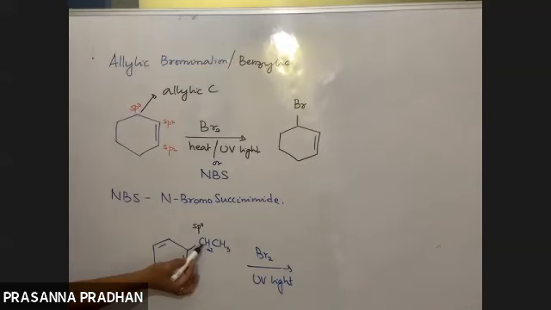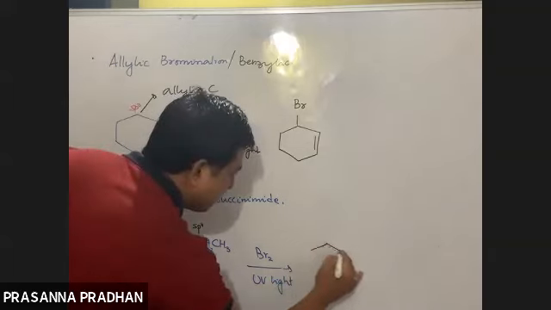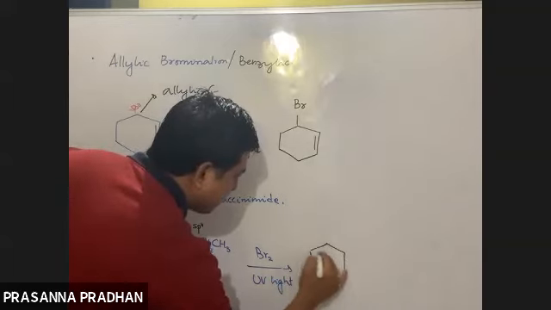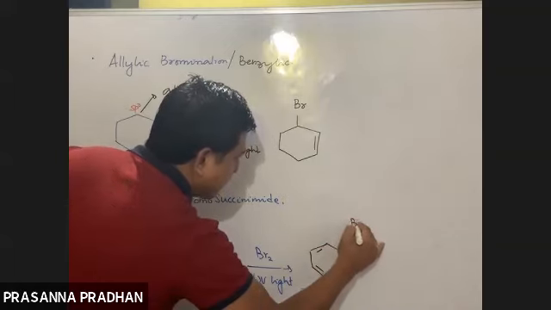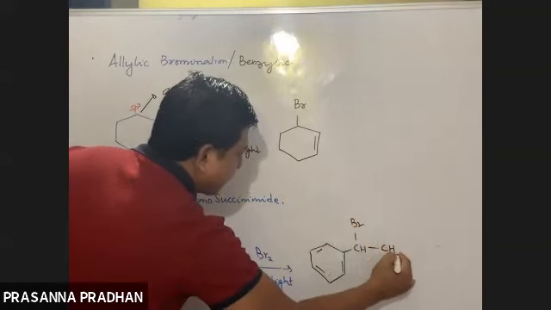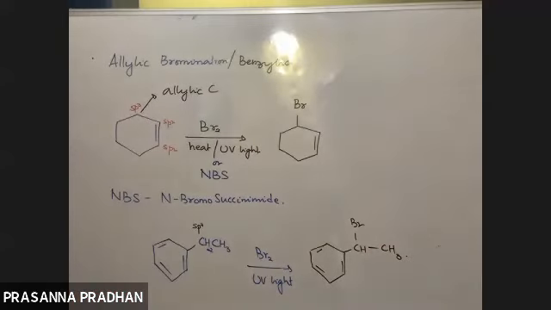So there is a benzylic carbon, sp3, attached to a benzene ring. Here this benzylic hydrogen will get substituted, so one of the benzylic hydrogens will get substituted by bromine like this. So allylic bromination or benzylic bromination, reagent bromine in the presence of heat or bromine in the presence of light.